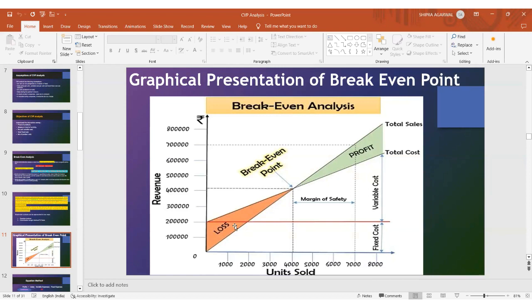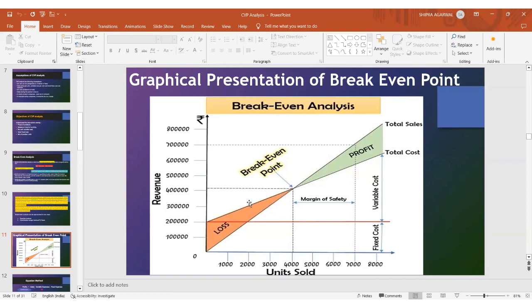Even when I'm incurring cost, there can be a possibility I'm not selling any unit. So my sales start from zero. So this is my total sales. Now, the point where my total sales intersects the total cost curve, this is the point where my sales and cost are equal. If my sales and cost are equal, that means this is my break-even point, right?